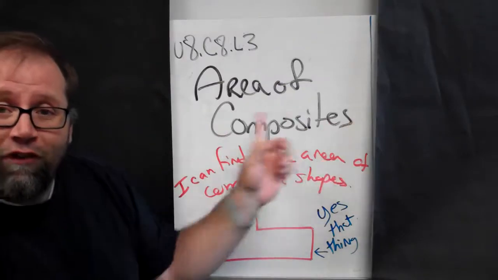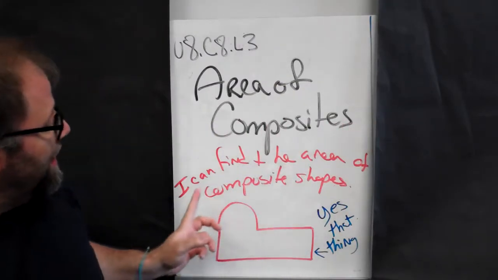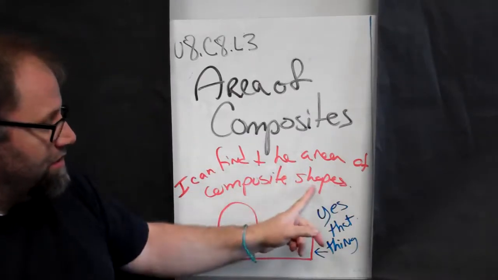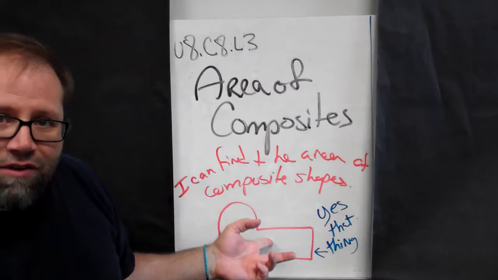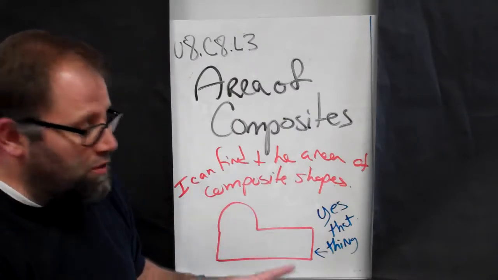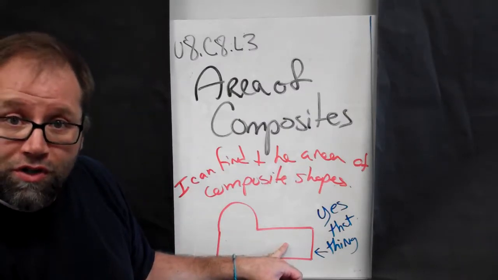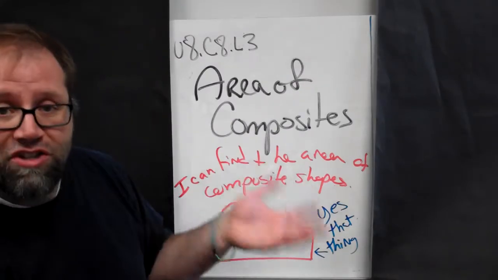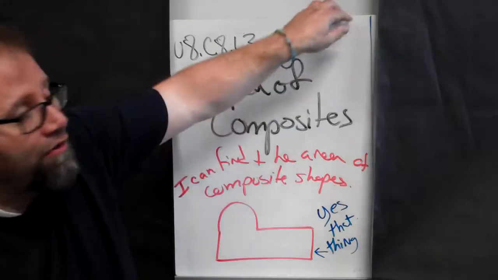We're going to find the area of composite figures, or shapes, and by the end of this, you're going to be able to find the area of composite shapes. Something like that, where it's not one specific shape. So this is neither square, nor rectangle, nor circle, nor parallelogram, nor triangle, nor trapezoid. It is a combination of those things. So we'll be able to find the area of that.